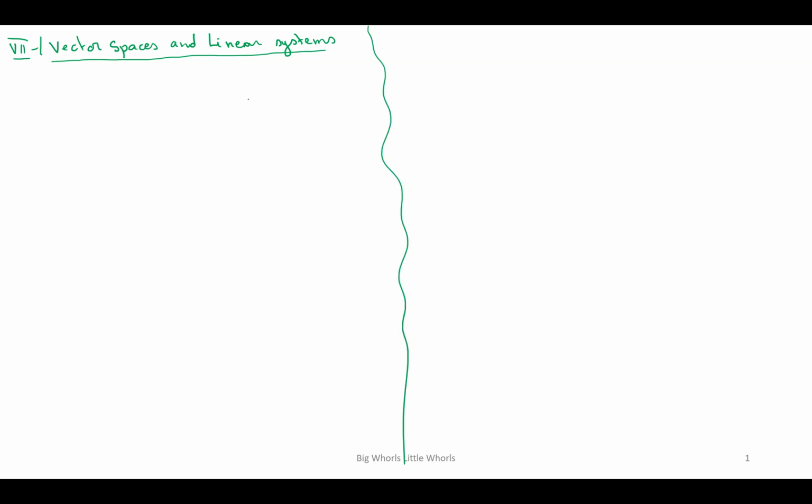Okay, so this is the last part of this chapter about vector spaces. So we are going to see the link between vector spaces and linear systems. Okay, let's start with the definition about row space.